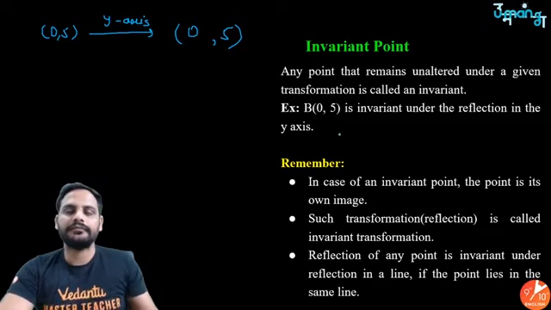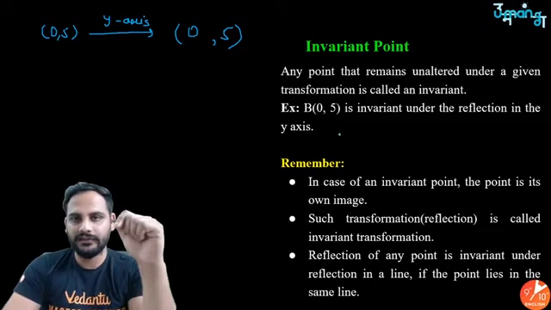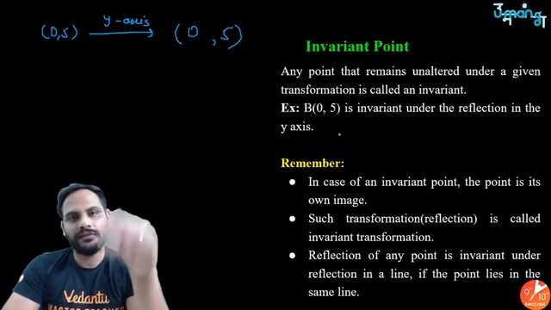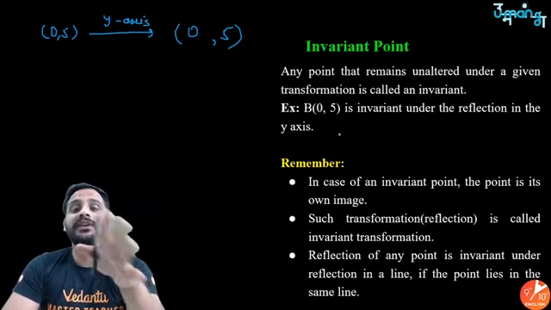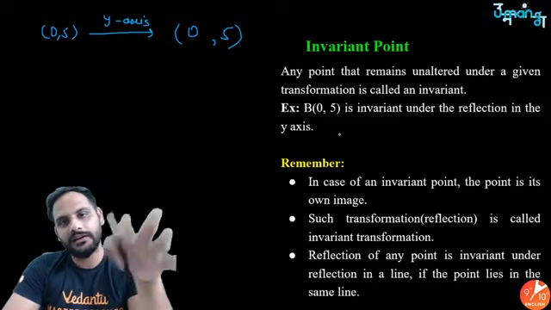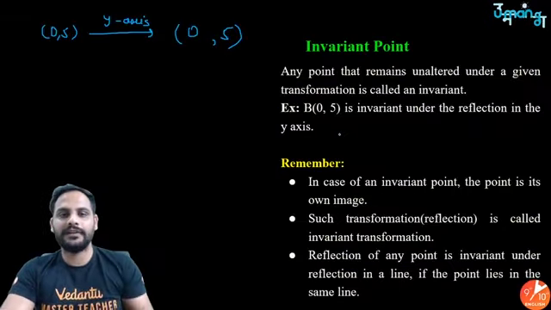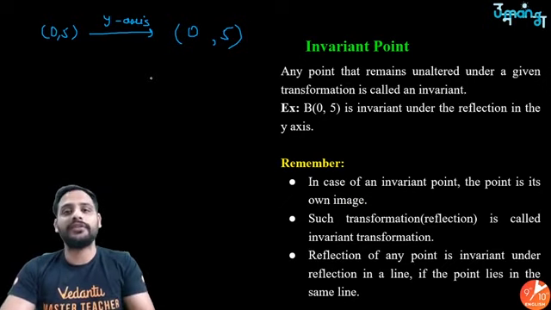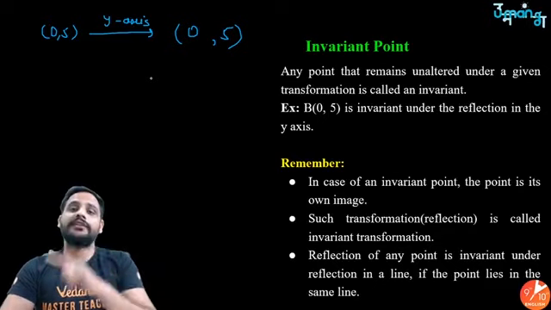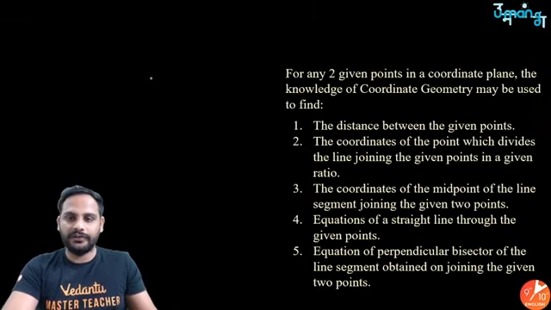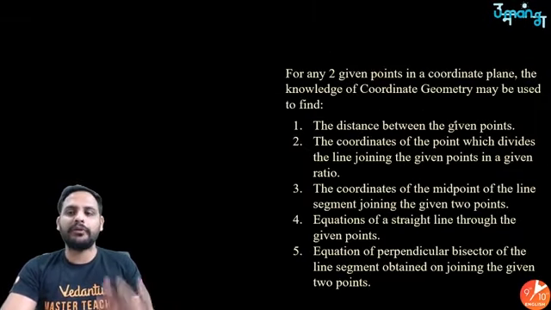Invariant points, beta. Any point on the x-axis will be invariant when you are doing reflection under the x-axis. Any point on the y-axis will be invariant if you are doing the reflection under the y-axis, and the origin is invariant under the reflection under origin. Okay? So remember this thing. If you are doing the reflection under the y-axis, all the points on the y-axis are invariant points. If you are doing reflection under the x-axis, all the points on the x-axis are invariant points. And if you are doing the reflection under origin, the origin is the only point which is invariant under the reflection under origin.